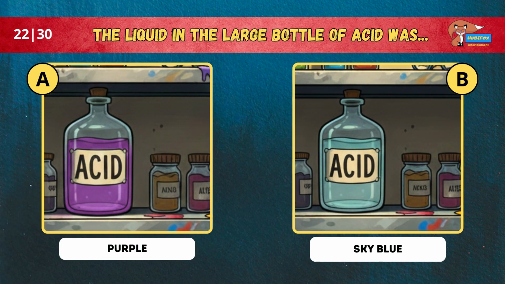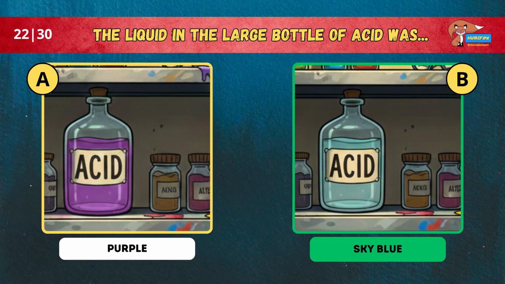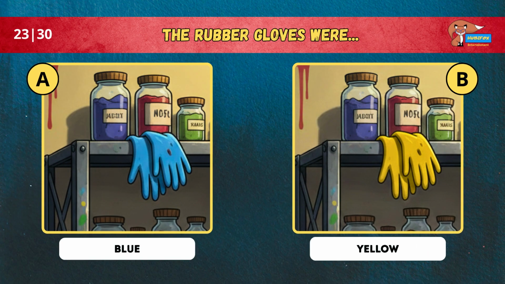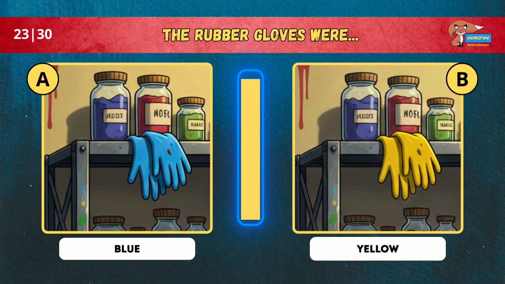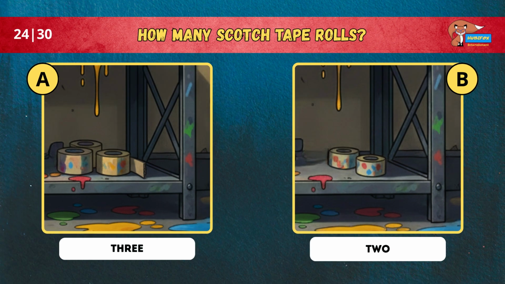The liquid in the large bottle of acid was purple or sky blue. The rubber gloves were blue or yellow. How many scotch tape rolls? 3 or 2?